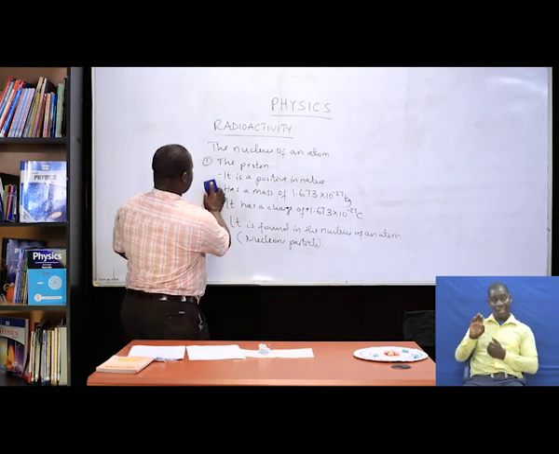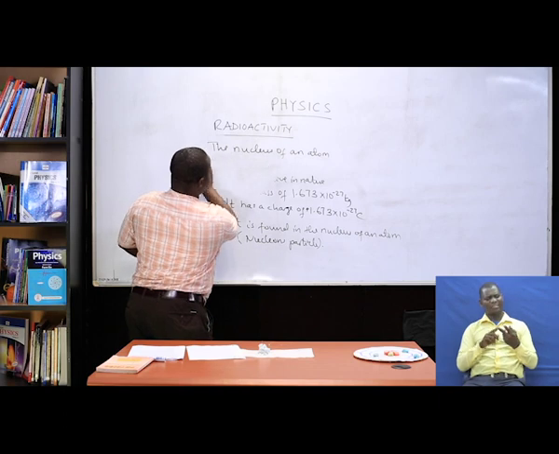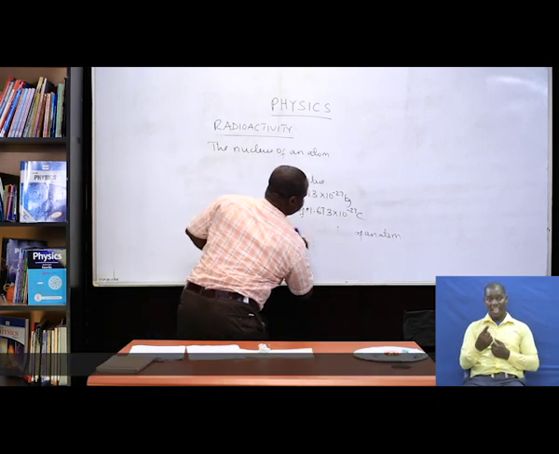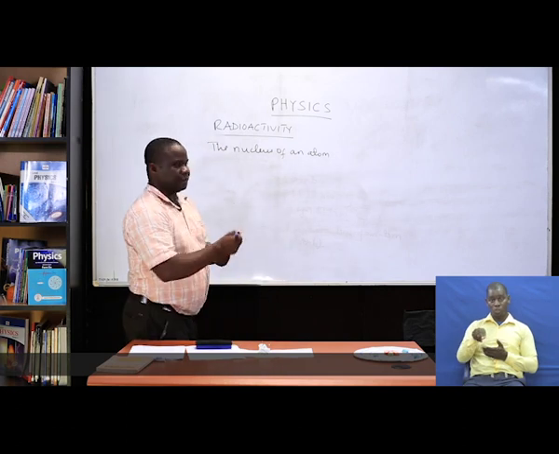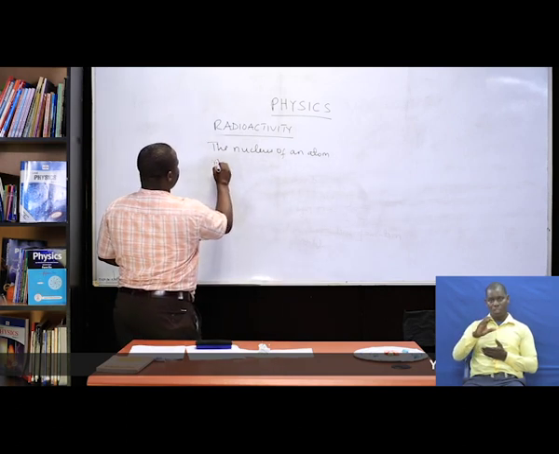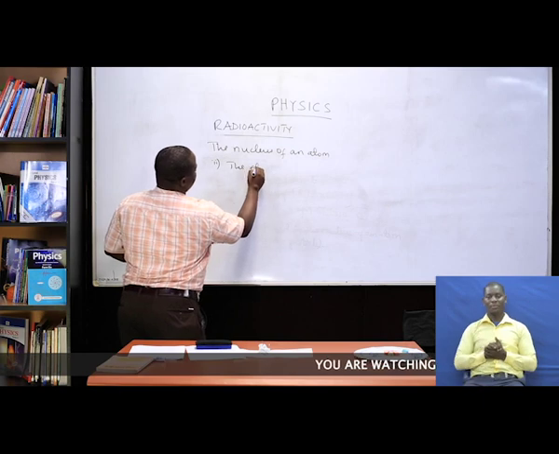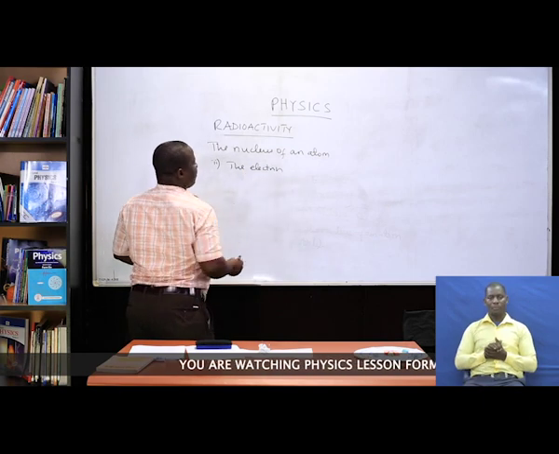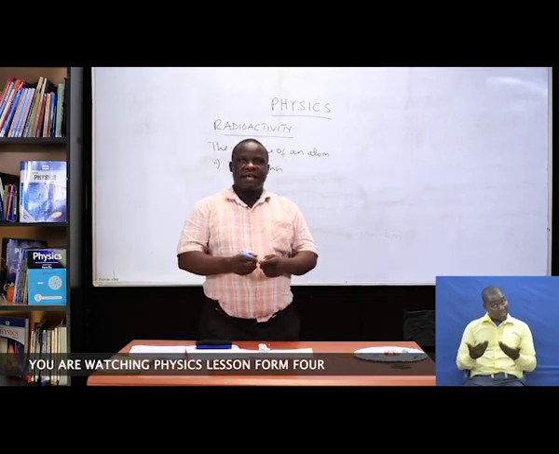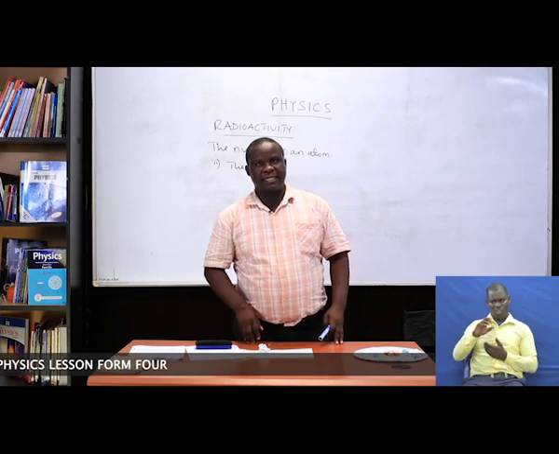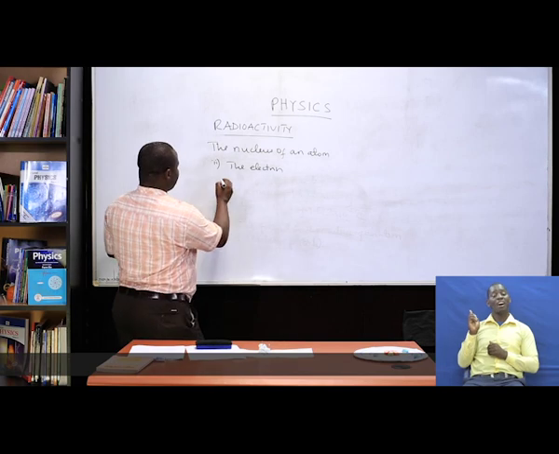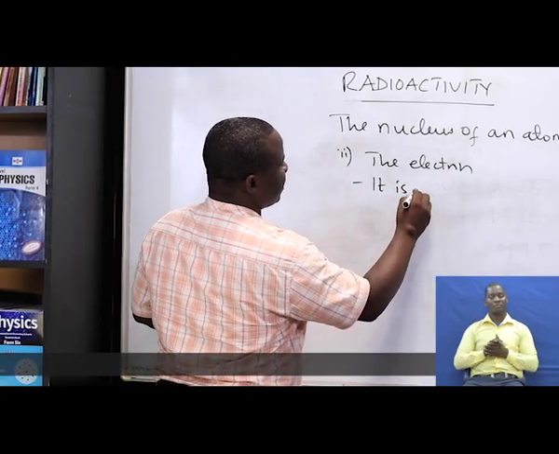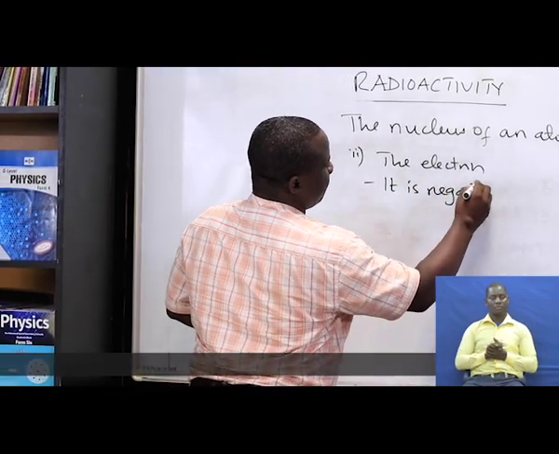The second one we have said is the electron. The electron is negative in nature. Its nature is negative. So we say the electron is negative in nature.